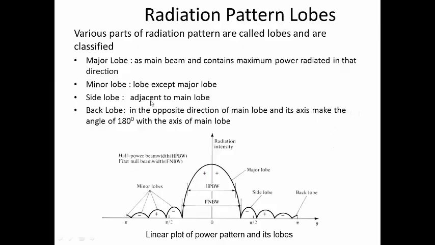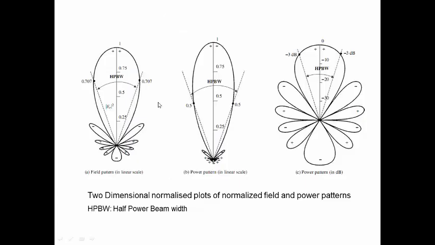Next to it, we have side lobes. There can be several side lobes in a radiation pattern. If you see this pattern here, we can see 1, 2, 3, 4, 5, 6 side lobes. These side lobes have less power than minor lobes and major lobes. Similarly in this 3D picture and in this power pattern in decibels, you can see minor lobes. And there is one more lobe known as back lobe, which is just at the back side or opposite side of the major lobe, which contains very small power.